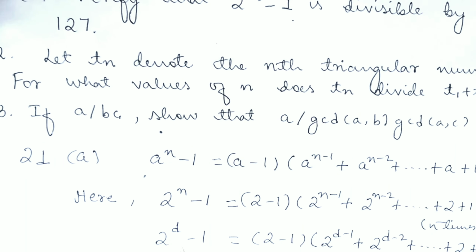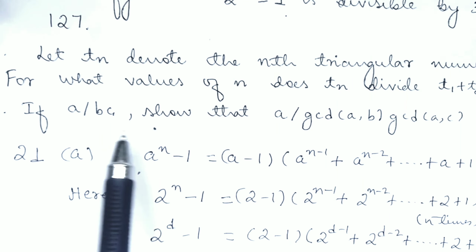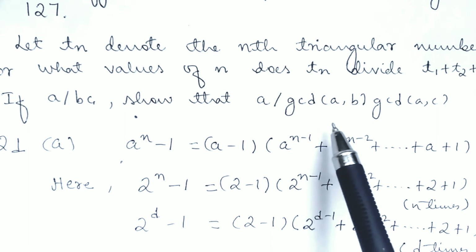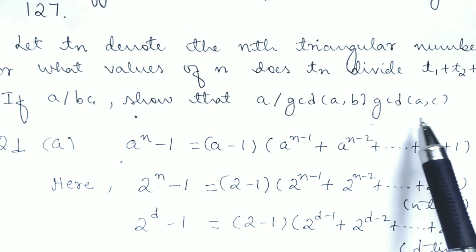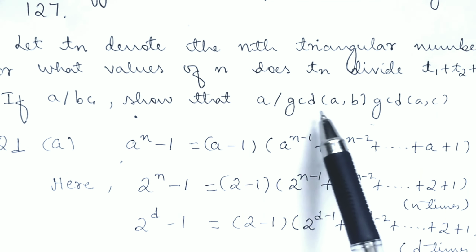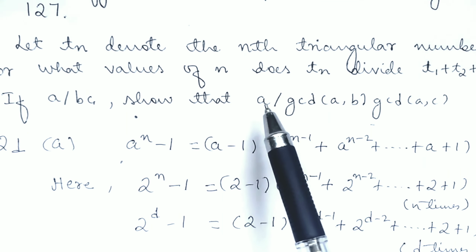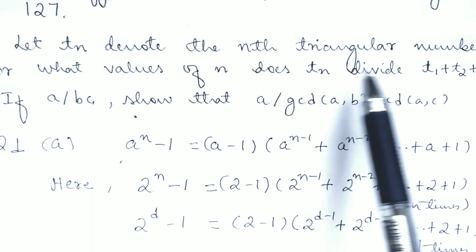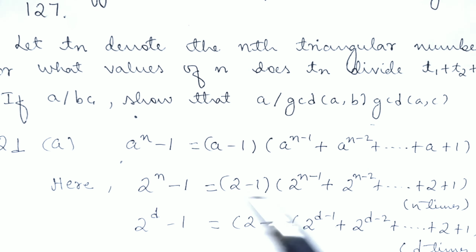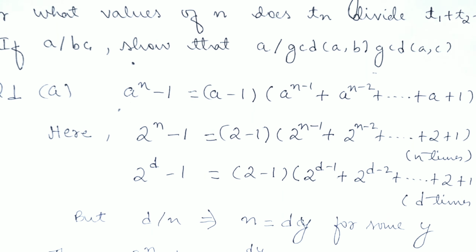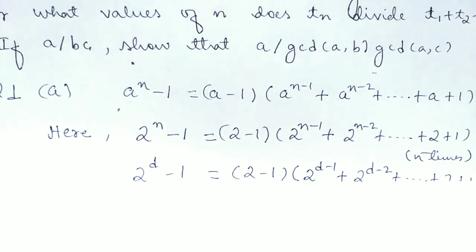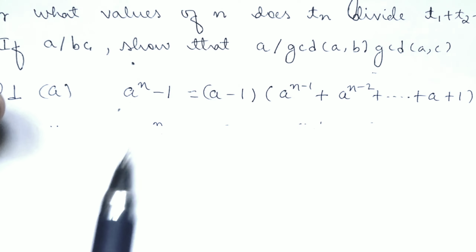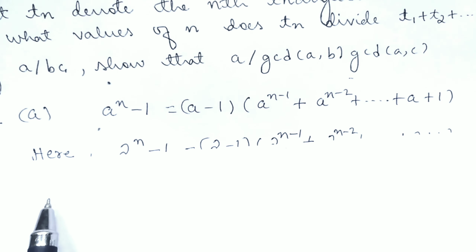If A divides BC, show that A divides GCD of A and B times GCD of A and C. If I want to show that this is divisible by A, I have to show that this is a multiple of A. To make things simple, let's take the GCD of A and B to be D1. Question number 23.